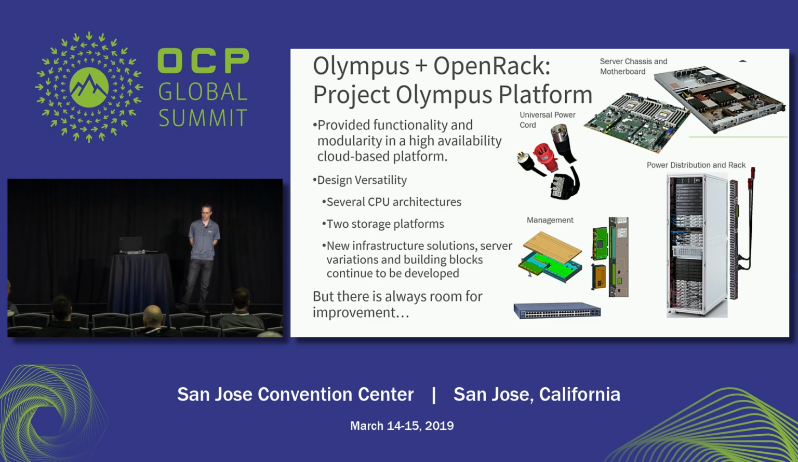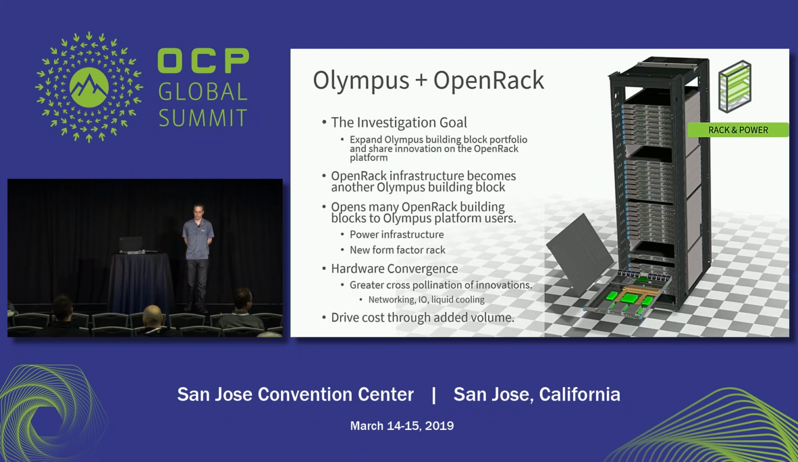But there's always room for improvement. So the goal of this investigation was to expand the Olympus building block portfolio into OpenRack. We're basically taking those building blocks that we've developed for the Olympus infrastructure and looking at the OpenRack infrastructure and combining the two just to make Olympus more valuable, more versatile, more useful to a wider audience. Basically that opens up Olympus to these new power infrastructures, the new form factor infrastructure that is available in OpenRack.